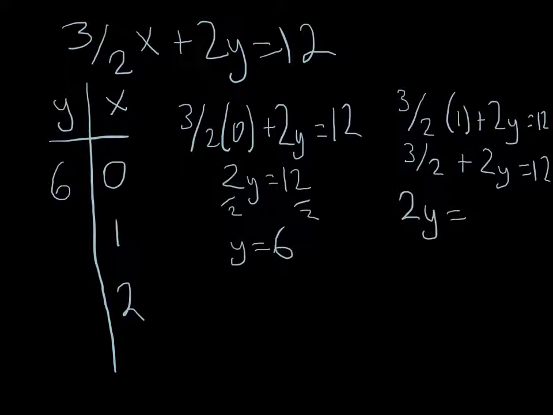So, quick reminder for subtracting fractions, you want like denominators. So we want 12 to be written as something over 2. So multiply 2 times 12 and you have 24. 24 over 2 is the same thing as 12. Minus 3 halves from that gives us 21 over 2.